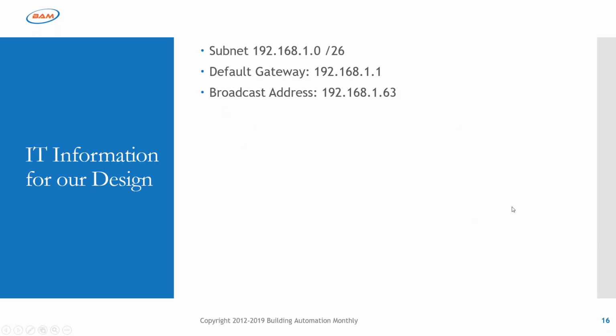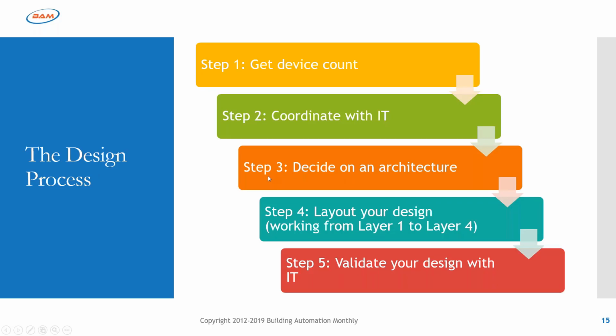It's at this point that we decide on an architecture. Now, as I recommended, we would use a star pattern. I'm going to make an executive decision here on the chiller, on the air handler, and on the fan coil. And then on the VAV boxes, since it's a school, we can just use a daisy chain. And all we have to do is lay out our design working from layer 1 to layer 4.